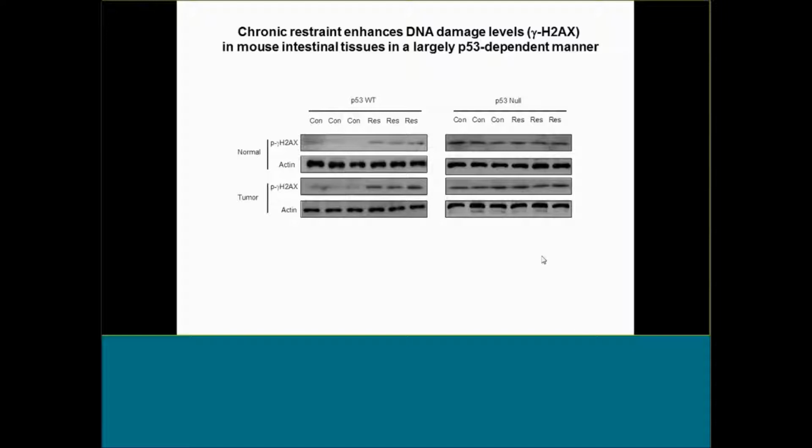So the next step, we want to ask whether that will eventually translate into a different load of mutation events in the tumors we first studied. So what we did was exome sequencing, sequencing the whole exome of the mouse tumor as well as normal tissue collected from those mice with or without chronic restraint.